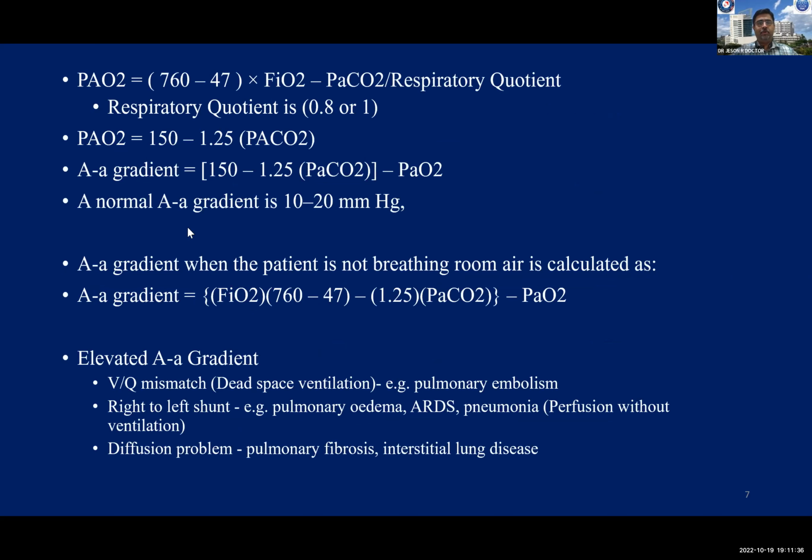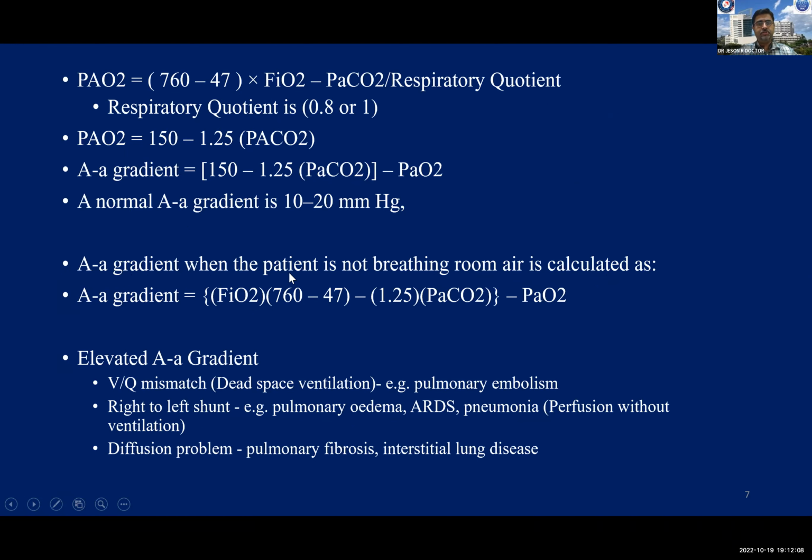So this is the alveolar gas equation for you. That 760 is the atmospheric pressure, 47 is the pressure of water vapor, multiplied by FiO2, minus PaCO2 divided by the respiratory quotient, which is 1. So in a person who breathes room air, it is 150 because the FiO2 will be 0.2. So 150 minus 1.25 into PaCO2. The normal alveolo-arterial gradient is 10 to 20 millimeters of mercury.